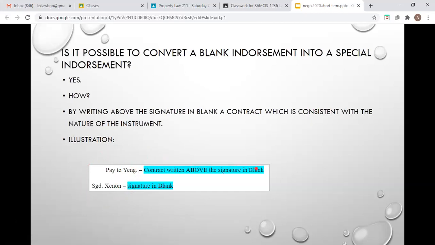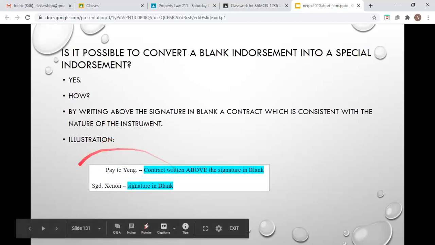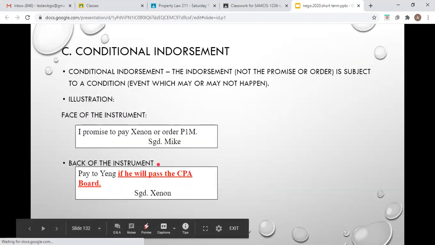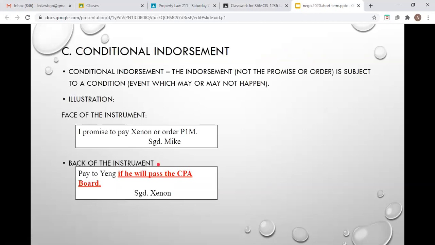So if you would be asked, is it possible to convert a blank endorsement into special endorsement without changing anything on its face? There is only one answer for that. The answer is yes. By writing above that signature in blank a contract which is consistent with its character, which is consistent with the nature of that instrument, such as in our illustration by writing the words pay to Yang. What is this third kind of endorsement? Take note, this is what we call as conditional endorsement.